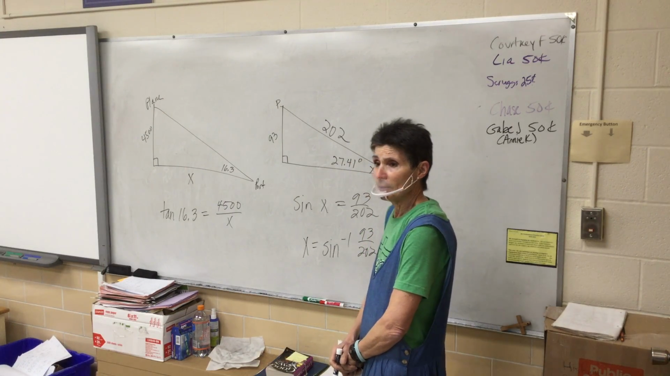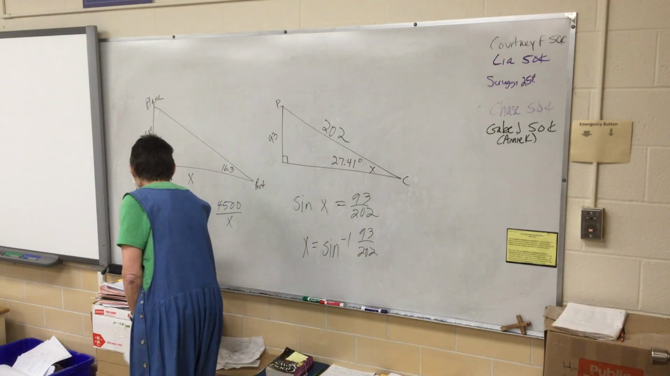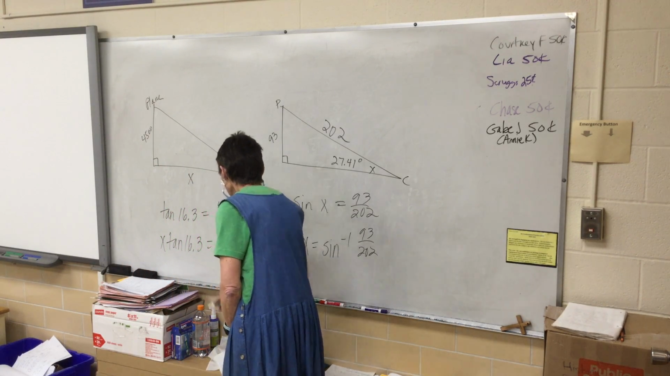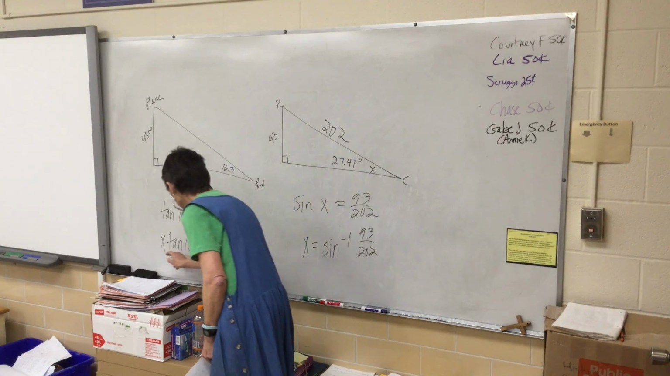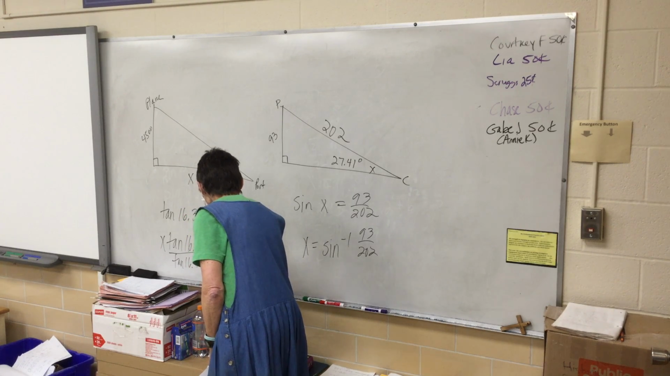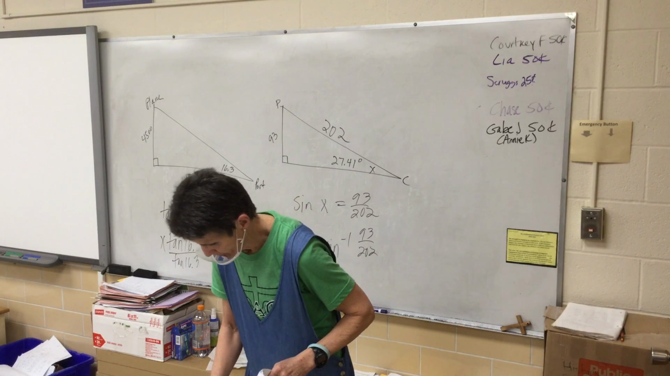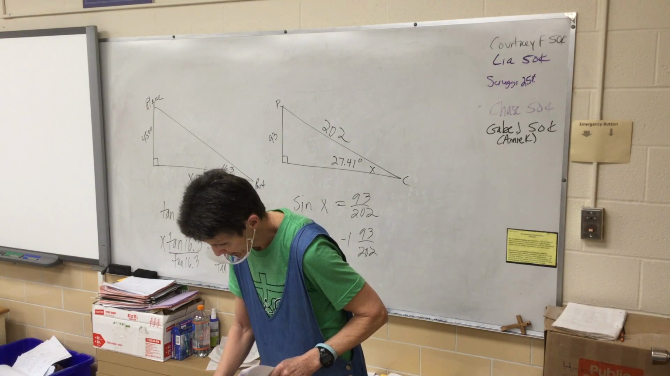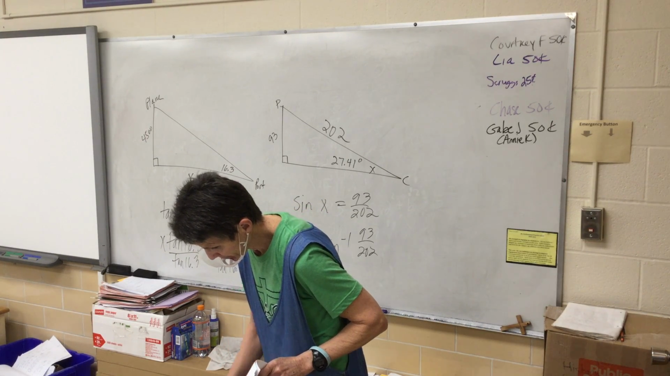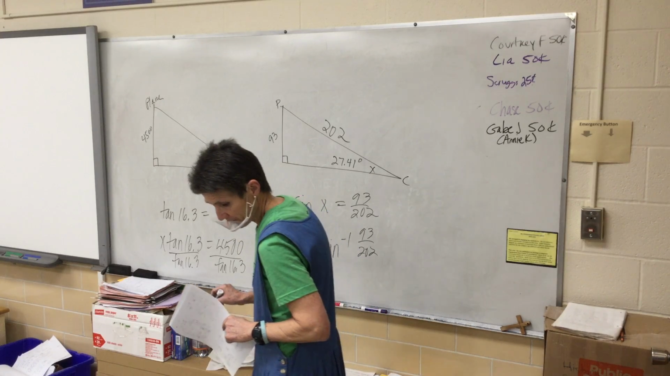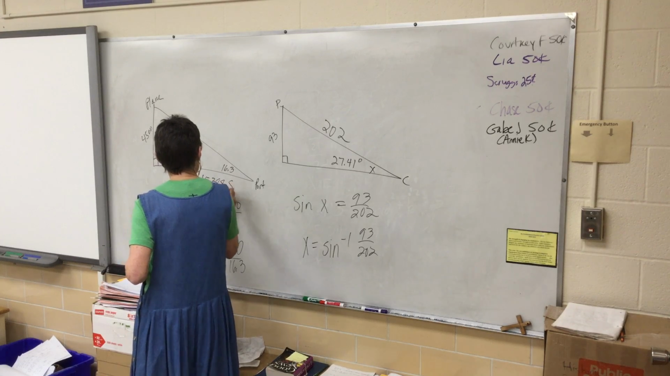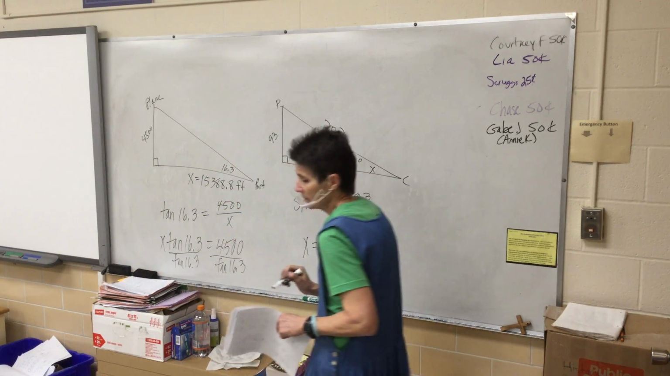So I'll multiply by x and divide by tangent. So my answer will be 4,500 divided by tangent 16.3. 15388.8 feet would be the answer.